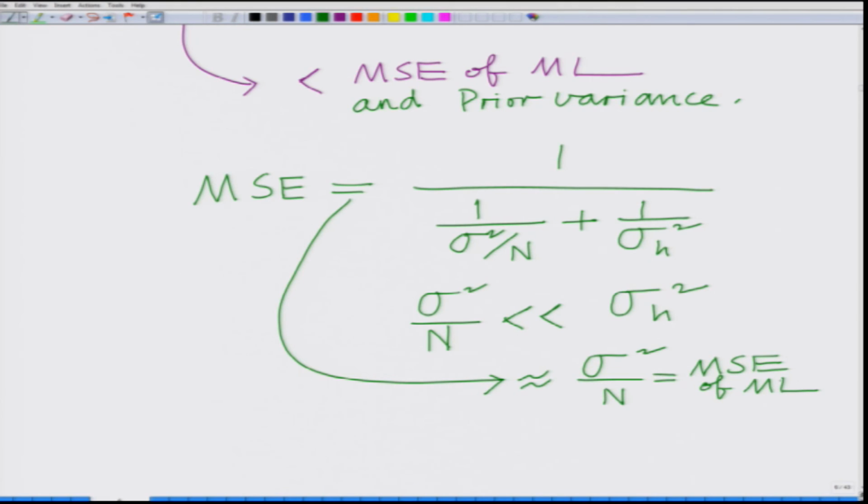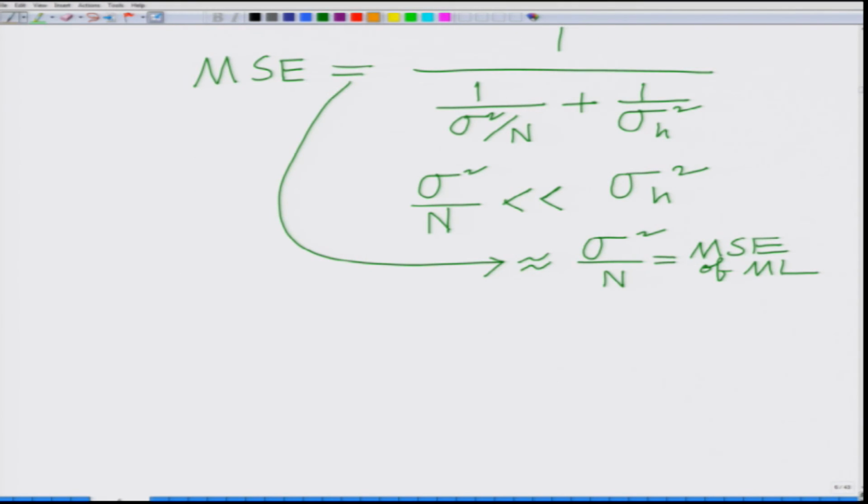On the other hand, in the other scenario, if the prior variance sigma h square is much less than sigma square over n, then 1 over sigma h square is much greater than 1 over sigma square over n. So, this first term will be dominating in this scenario.